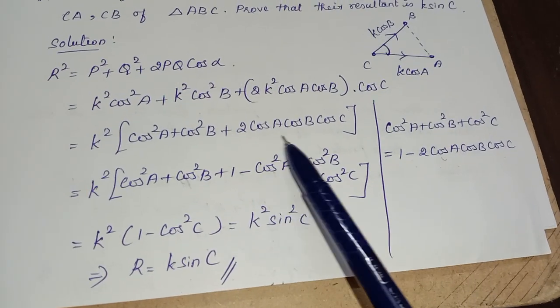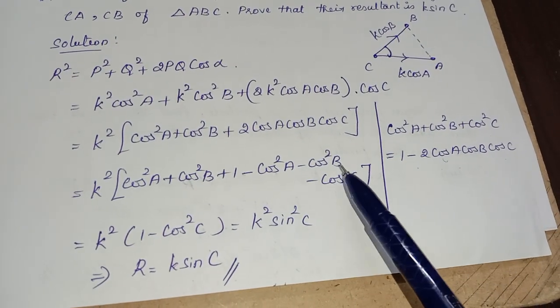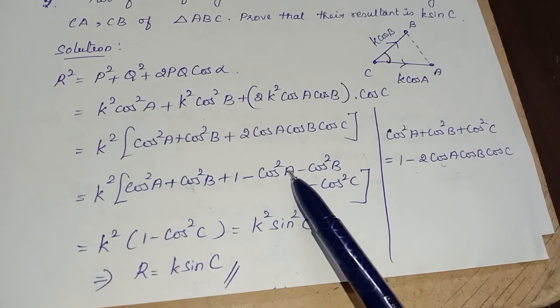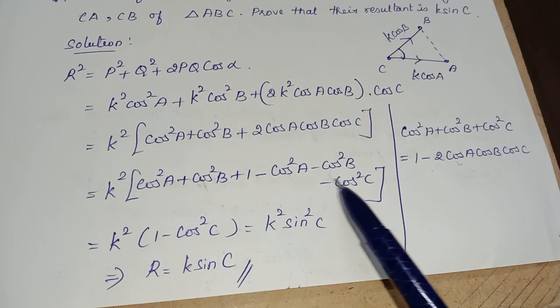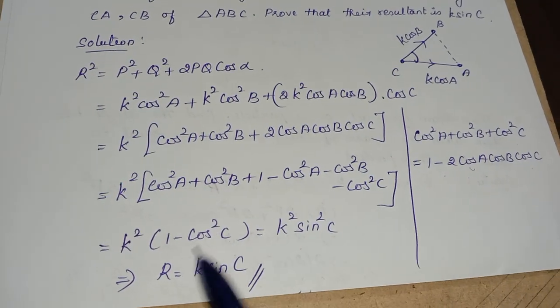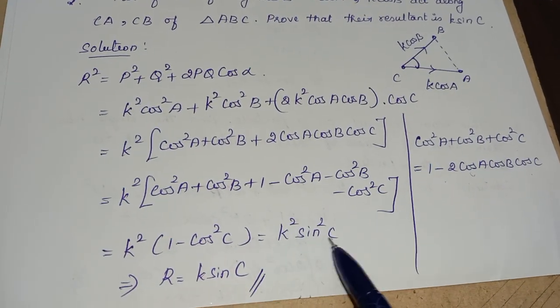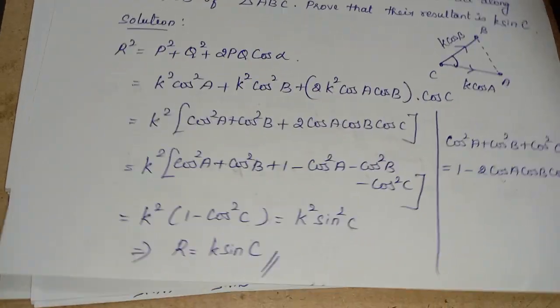So instead of this 2 cos A cos B cos C, I am going to substitute 1 minus cos square A minus cos square B minus cos square C. After substituting, the cos square A and cos square B get cancelled, and I am simply left with 1 minus cos square C. But 1 minus cos square C is what? Sin square C. So R square equals K square sin square C, or simply R equals K sin C. So this is the resultant of the two forces.